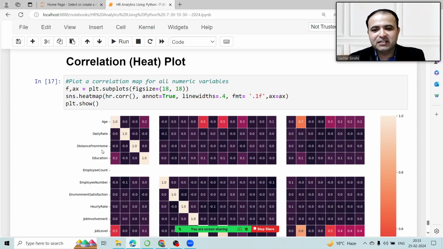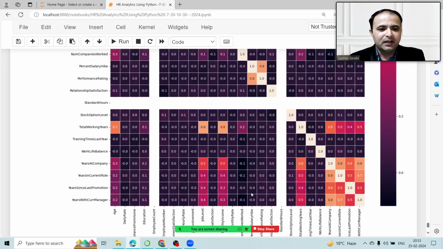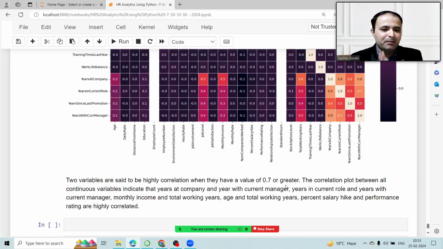So like distance from home and the daily rate and the age, those values are greater than 0.7 or greater. That kind of thing is only done by programming, not by SQL and Power BI and some other tool. So that is the main reason and the main advantage of Python.